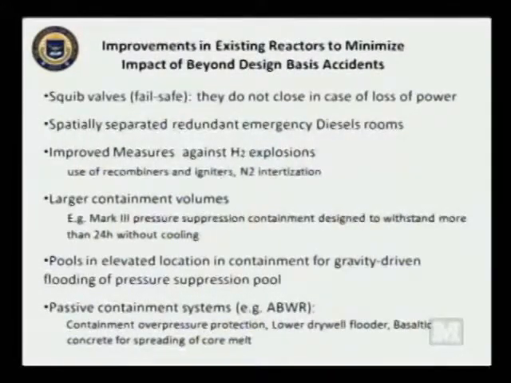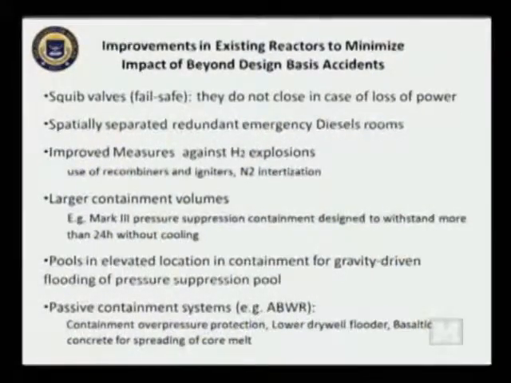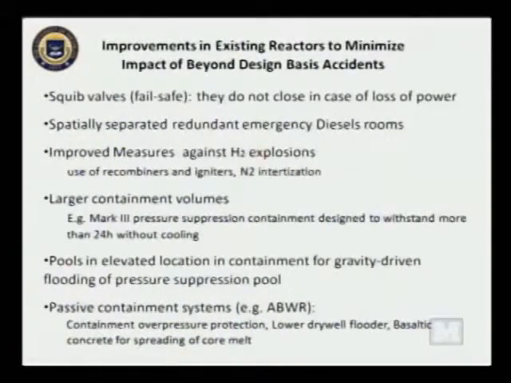Other features have been installed even in existing plants, even of the type of Fukushima 1, but unfortunately not at Fukushima 1: locating pools outside of the containment, because of course you cannot modify the containment, but nevertheless locating a pool in a higher location so that by gravity you can flood your containment even when you do not have electricity. And then, of course, the new designs include a lot of passive features for cooling of the containment, and even basaltic concrete or a so-called core catcher to catch the corium if you have a full melting of the core and even the rupture of the RPV, the reactor pressure vessel.